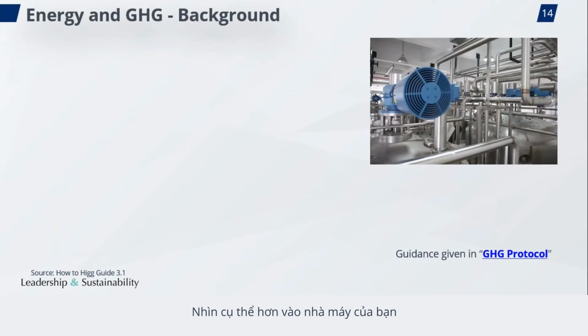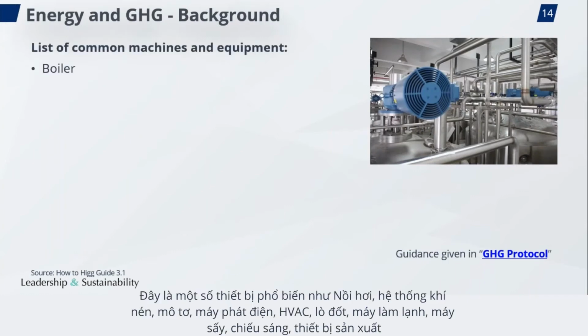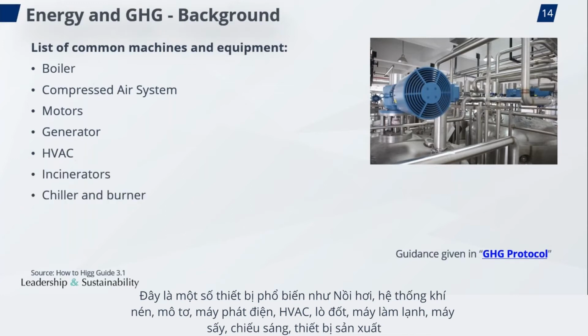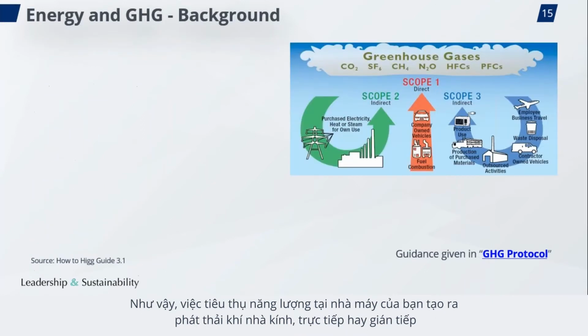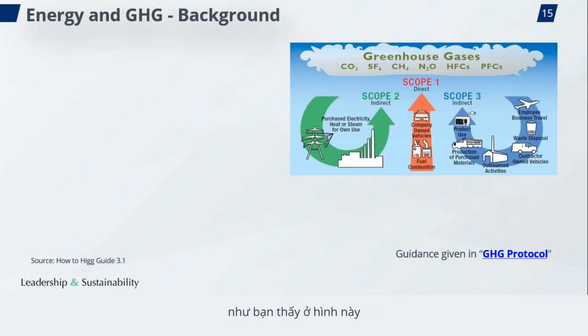Now, taking a closer look at your facility, here are a few of the common machines and equipment which use energy, such as boiler, compressed air system, motors, generators, HVAC, heat and ventilation and air condition devices, incinerators, chillers and burners, dryers, lighting, production equipment. So as a consequence, your factory's energy use generates direct and indirect greenhouse gas emissions, as you can see also in this picture.